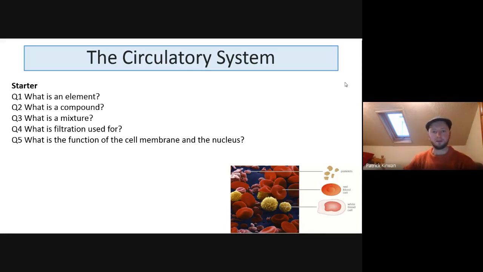What is the function of the cell membrane? That's like a gate. It controls what goes in and out of the cell. And what's the nucleus? The nucleus controls everything in the cell. Can you guys remember what is located inside the nucleus? Yeah, you have it, DNA.